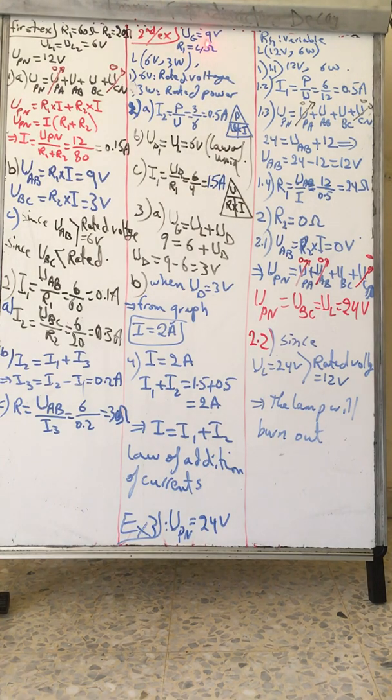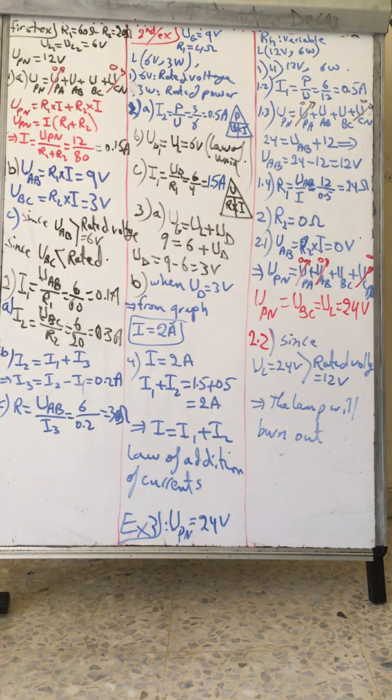Given U generator 9 volts, resistance R1 of resistor D1 equal 4 ohms, and a lamp carries the inscription 6 volts and 3 watts. Resistor D, see the figure. What does each of the indications carried by L represent? 6 volts means rated voltage, which is the voltage of normal functioning of the lamp. 3 watts, rated power, which is the power of normal functioning of the lamp.